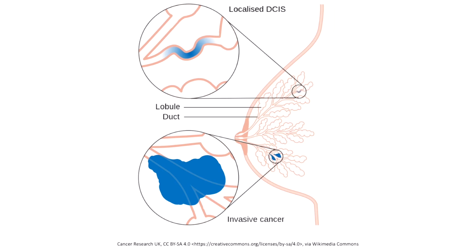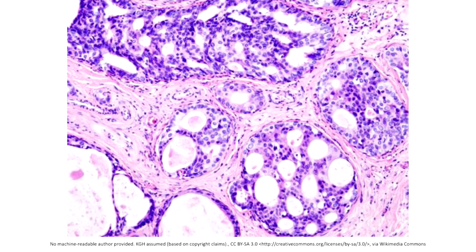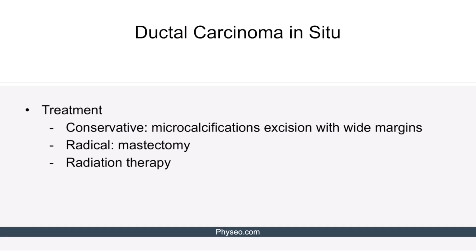Here's an image showing the difference between localized DCIS and invasive cancer. Notice how in DCIS, the tumor does not invade the underlying basement membrane and stroma. Here is a histological image of DCIS. We can see here that the tumor is limited to the ducts and does not invade the surrounding stroma. DCIS can be treated conservatively with excision of the microcalcifications with wide margins or radically with mastectomy. Radiation therapy can be added following surgery.